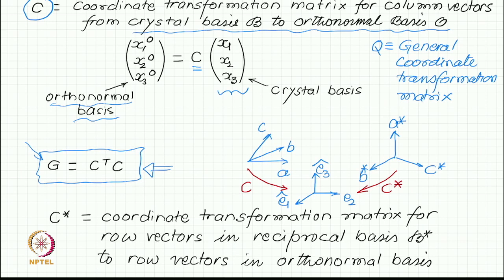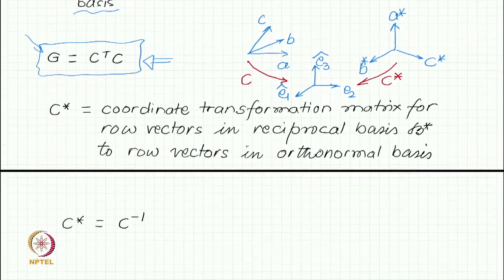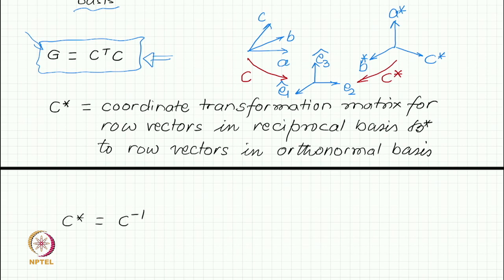So, C star and C are not independent, they are related, and one of the exercises of the last lecture was also to establish that relation, where we showed that C star was nothing but C inverse. So, the name reciprocal is very much justified, everything turns out to be reciprocal in this space. The corresponding coordinate transformation matrix C star you find is nothing but the inverse of the C matrix.